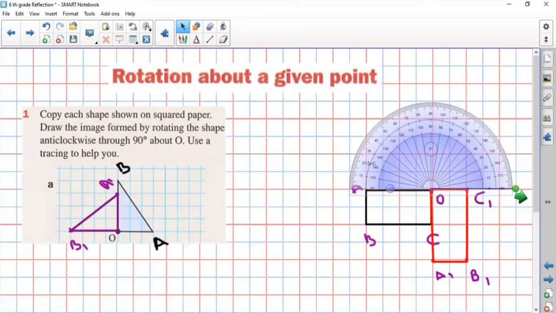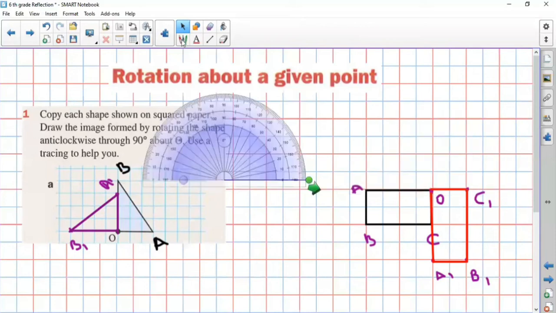Okay, so A will come here, 90 degree. Let's plot A, let's make it green. So A will come here, let's say A2. Okay.